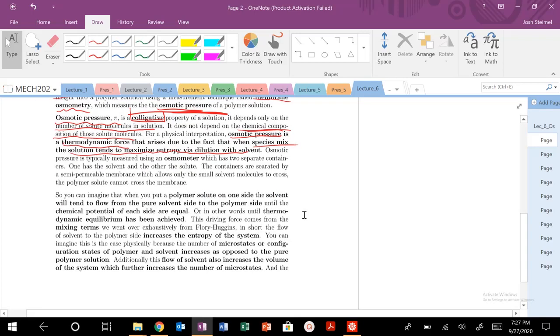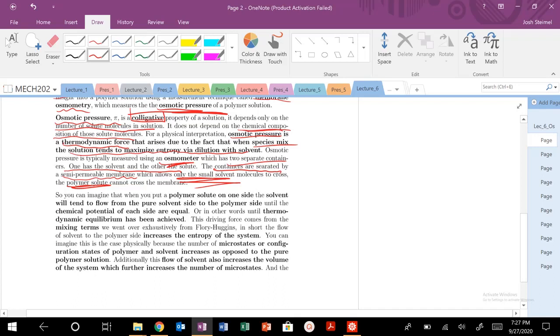Typically, you measure osmotic pressure with an osmometer. It seems pretty straightforward. It has two separate containers, and we're going to see an example of this osmometer and this experimental setup right now. One side of that container has the solvent, and the other has the solute. The containers are separated by a semipermeable membrane, so only the small solvent molecules can cross. The polymer solute molecules cannot cross.